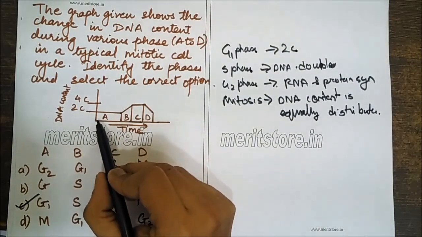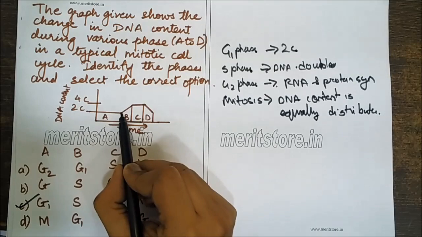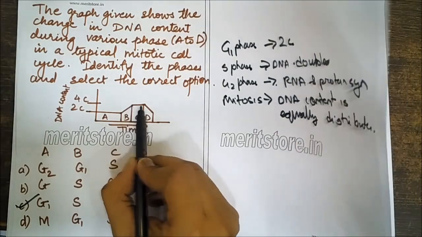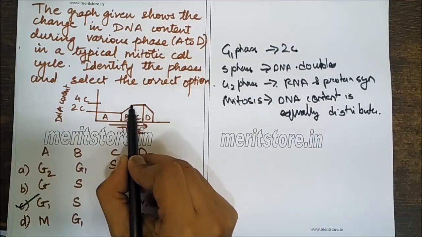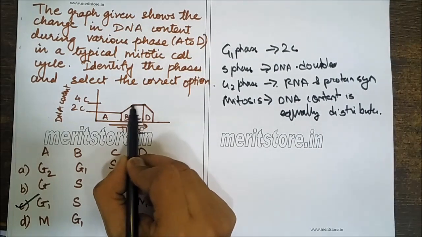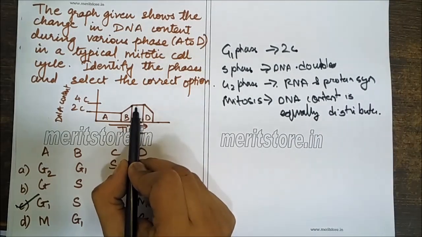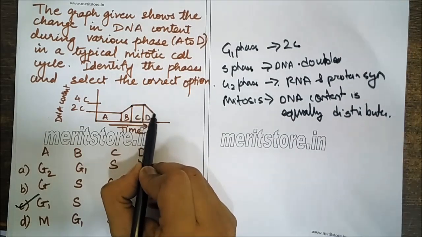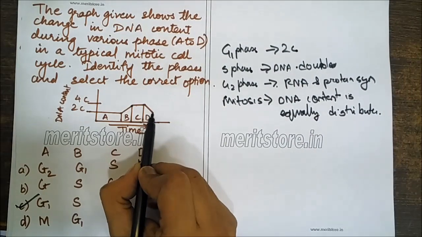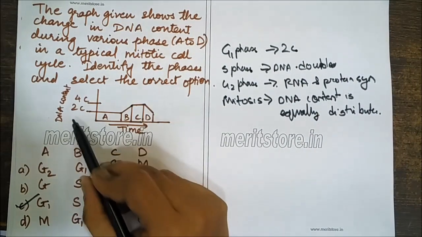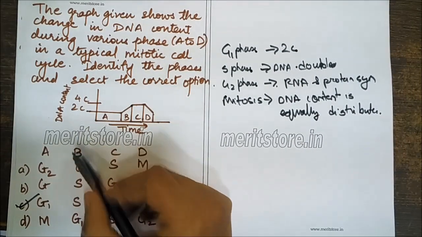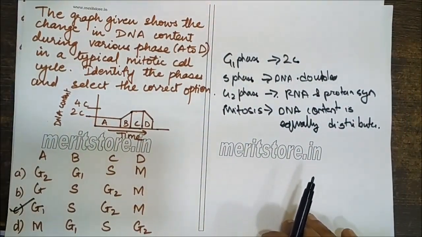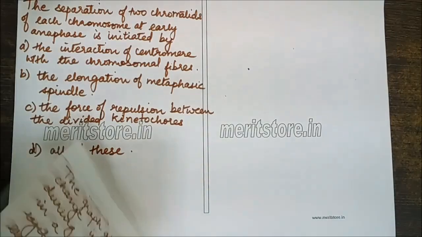See, from G1 phase the DNA content is 2C, which gets doubled during the S phase, reaching 4C. During G2 phase, RNA and protein synthesis occur, and during mitosis it is equally distributed between the two daughter cells. Hence, it is again reduced to 2C. So the correct option is C. Alright, next question.